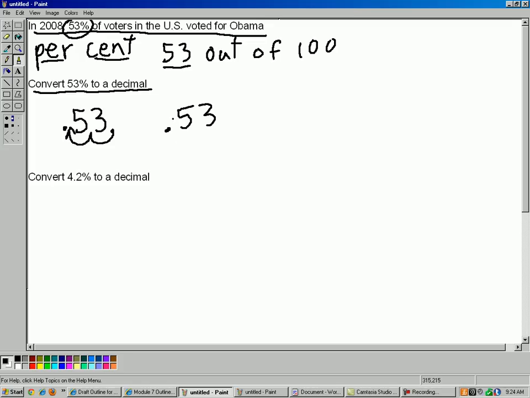Now, you don't have to, but it's common practice to put a leading zero in front, so that it's more clear that this is a decimal point and not just some smudge on your paper.